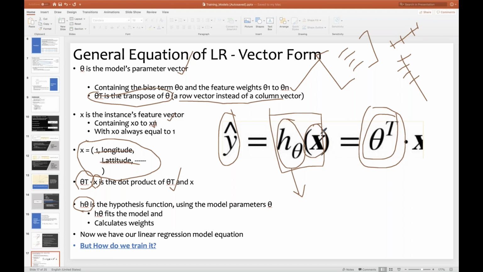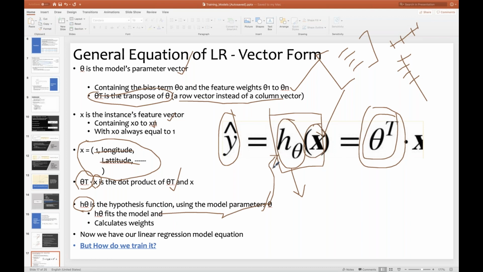When I say x of 0, that is part of x, because x is nothing but the instance feature vector. Vector means you have a lot of values and all the values are represented in one matrix, which is called a vector. Now, h of theta is the hypothesis function using the model parameter theta. Now, h of theta fits the model. Okay, this is fitting the model perfectly. When it fits the model, it properly calculates the weights.